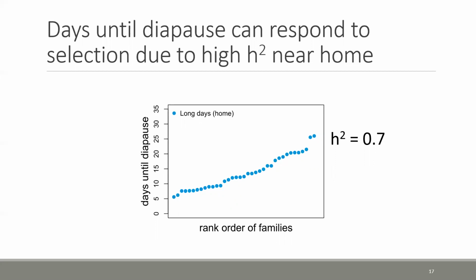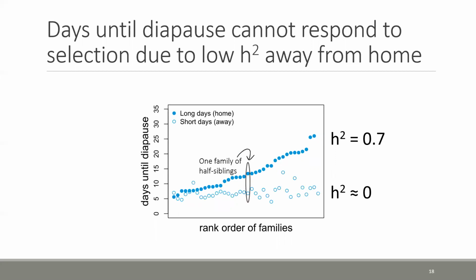However, when we looked in away environments, it was a very different story. There was a lot less variation, and this resulted in no significant heritability for the trait, which means that days until diapause cannot respond to selection when they are far away from their home environment.